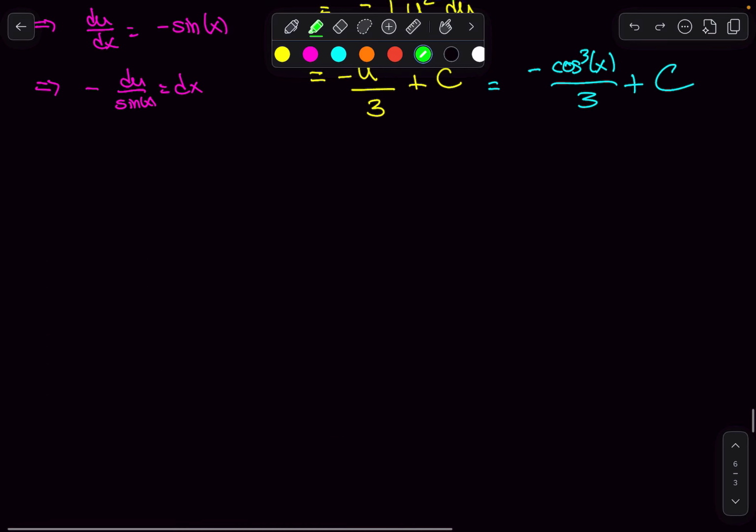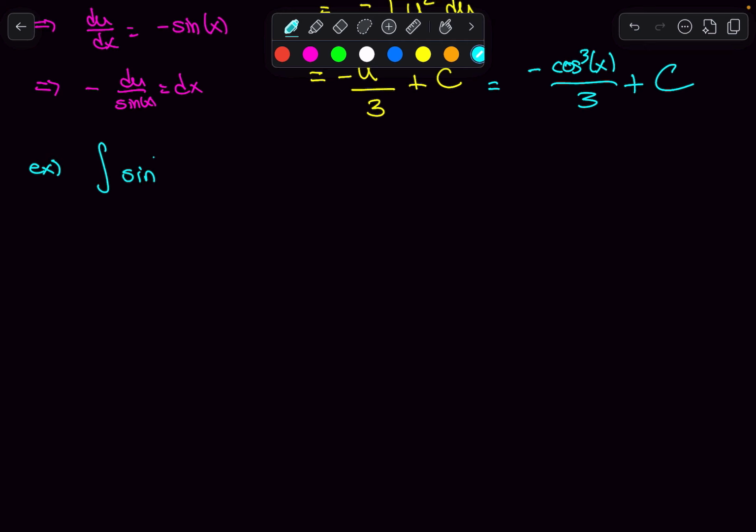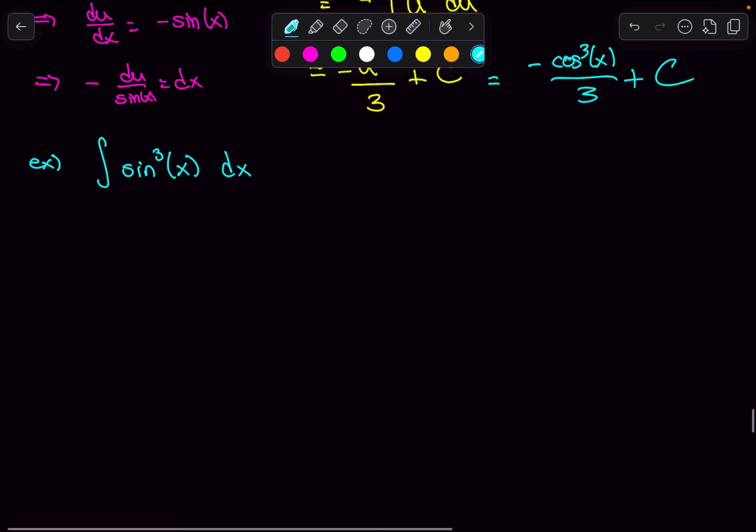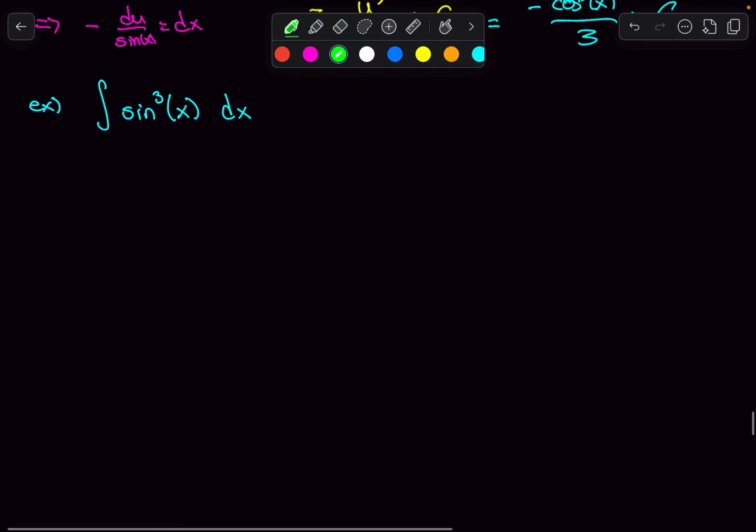Let's see, how about another one? Now let's dive into ones where things aren't as easy as just one simple u substitution. For instance, what if I have the integral of sine cubed of x dx? This one's a little different than the rest because there's no u substitution that can happen. The derivative of sine is cosine, and there are no cosines in this problem. So there isn't just a substitution we can make.